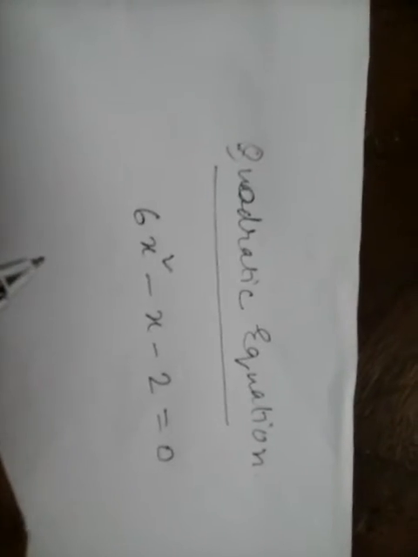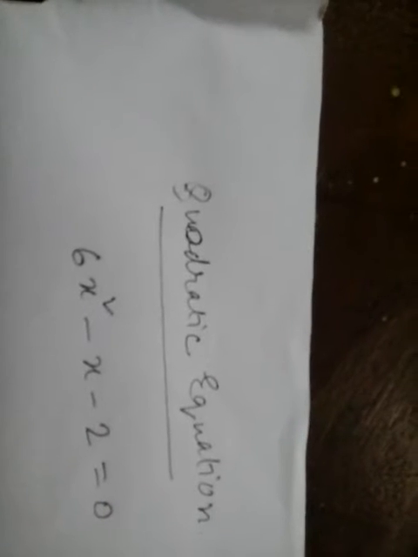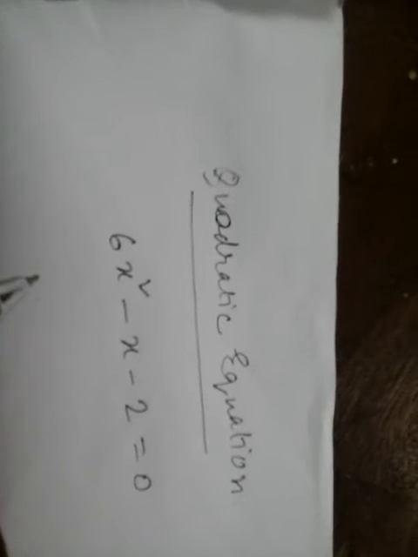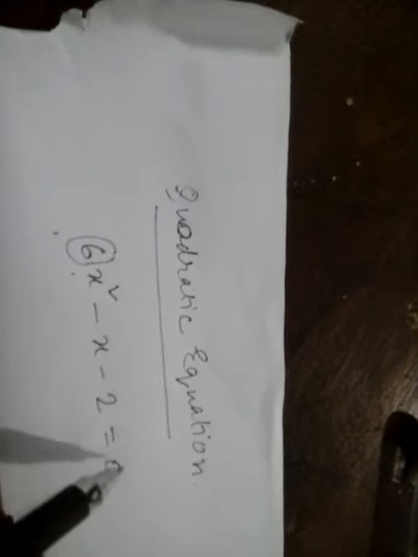As the degree of the polynomial is 2, therefore we will have two solutions for x. So how to solve it? See, what is the coefficient of x squared? The coefficient of x squared is 6 and the constant term is 2.